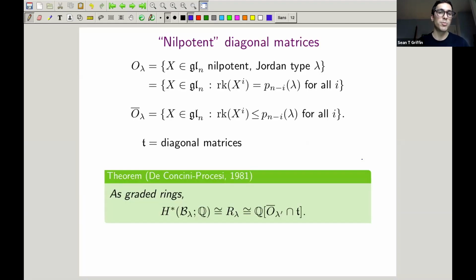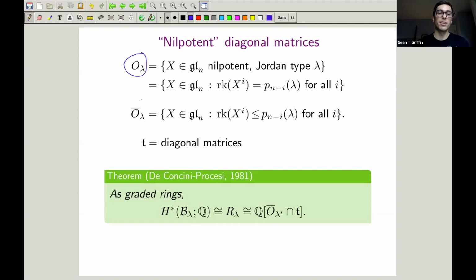So this is in terms of the nilpotent diagonal matrices. Maybe a moment's thought reveals why nilpotent is in quotes, because what is the only nilpotent diagonal matrix? It's the zero matrix. So we'll have to go to scheme land. We'll denote O lambda to be the set of nilpotent matrices with Jordan type lambda.